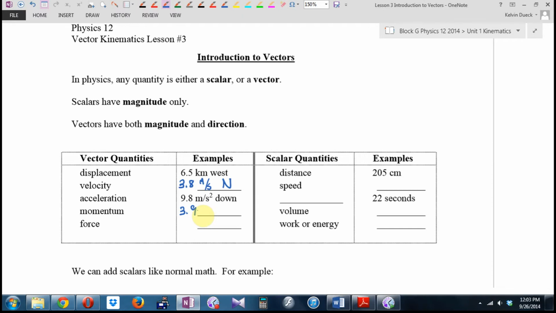So mass is measured in units. Mass is measured in kilograms. And velocity is measured in meters per second. So momentum is kilogram meters per second.